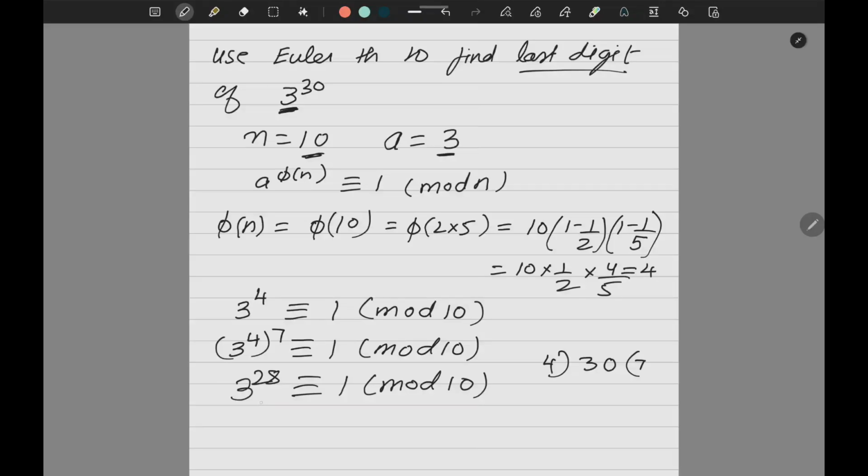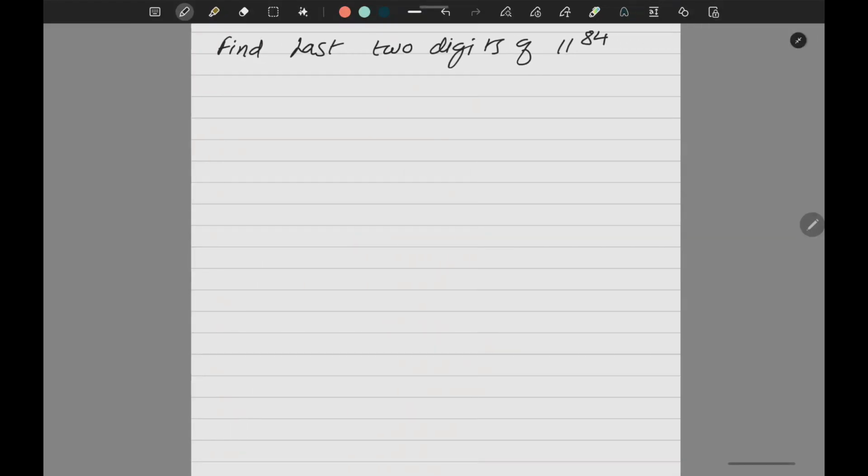Now I want 2 more 3s, so I will multiply both sides by 3 square. So this will become 3 to the power 30 congruent to 9 mod 10. And I can see that this 9 is less than 10, so my answer will be 9. Easy? So now let us go to the next question.